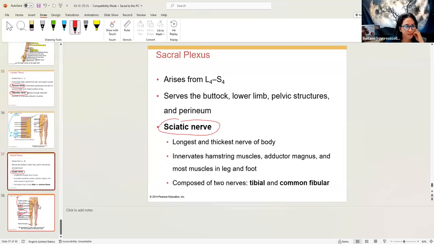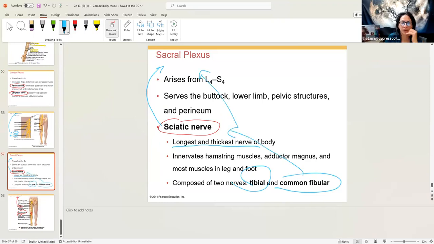Okay, we finished this chapter. Yes, for this one also, make sure you know the sciatic nerve is a branch of the sacral plexus, the longest, thickest nerve, and then these two nerves, tibial and common fibular nerve, are also related to the sciatic nerve and sacral plexus. Do you have any question?